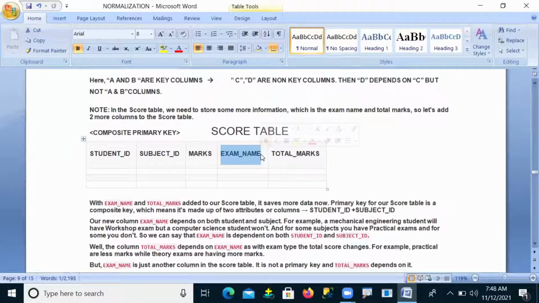So carefully think and tell me. Total marks, on which column does it depend? Marks or examination name? What is your guessing, guys?